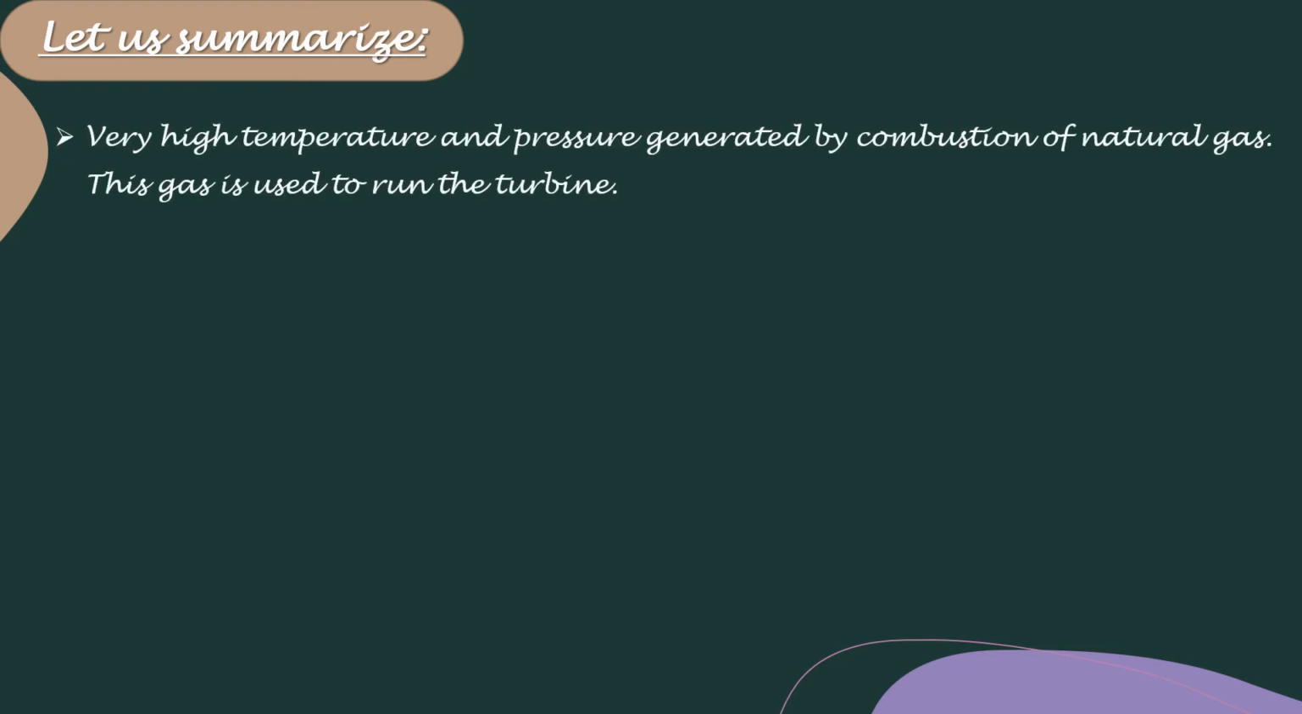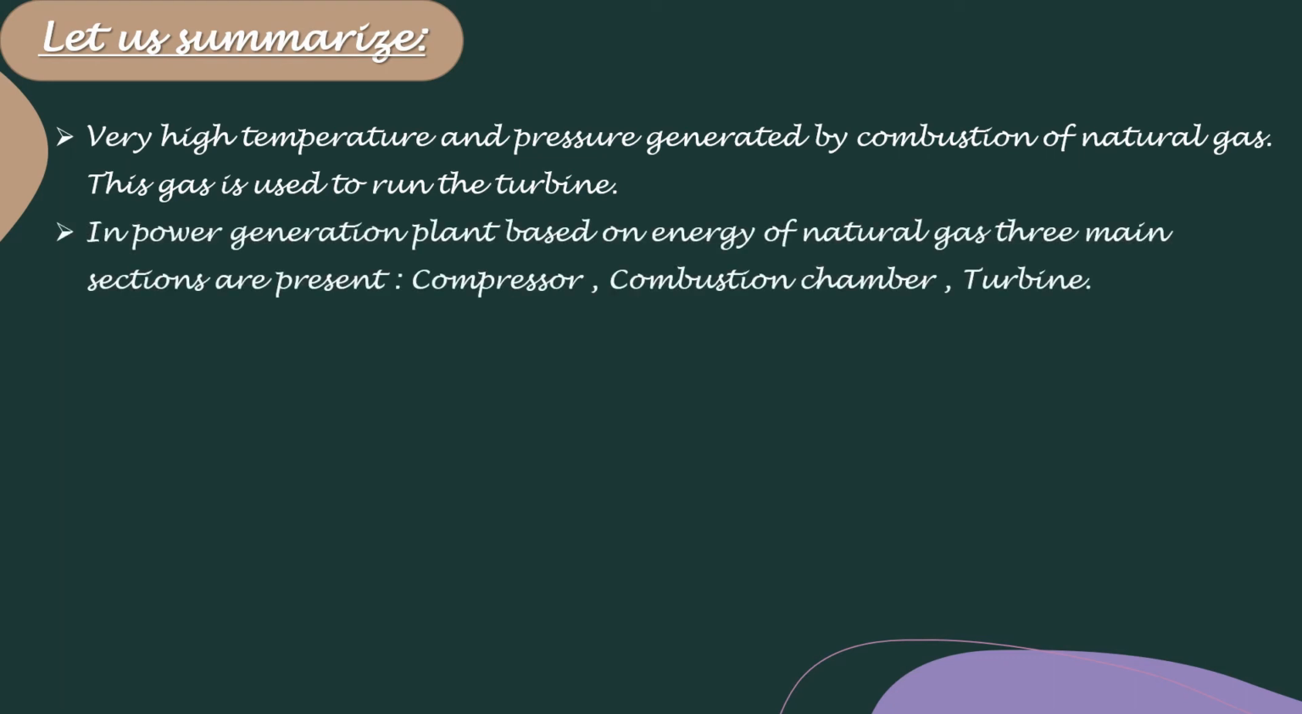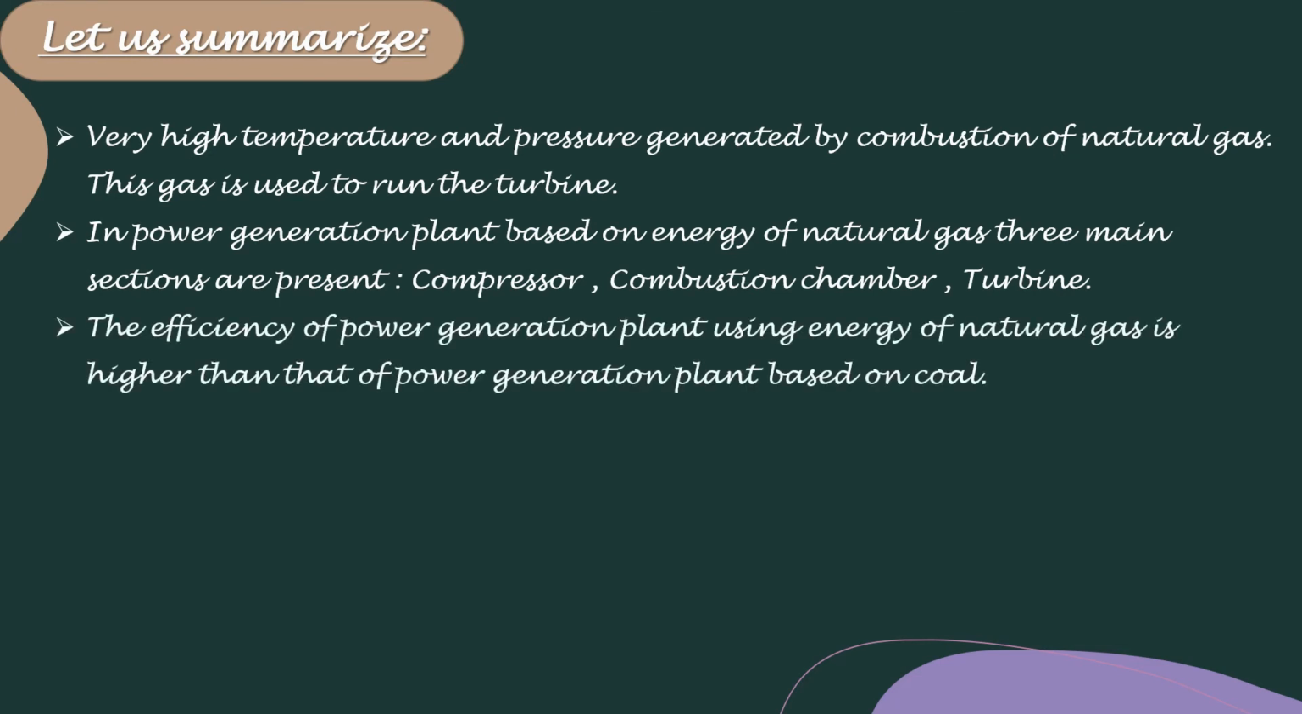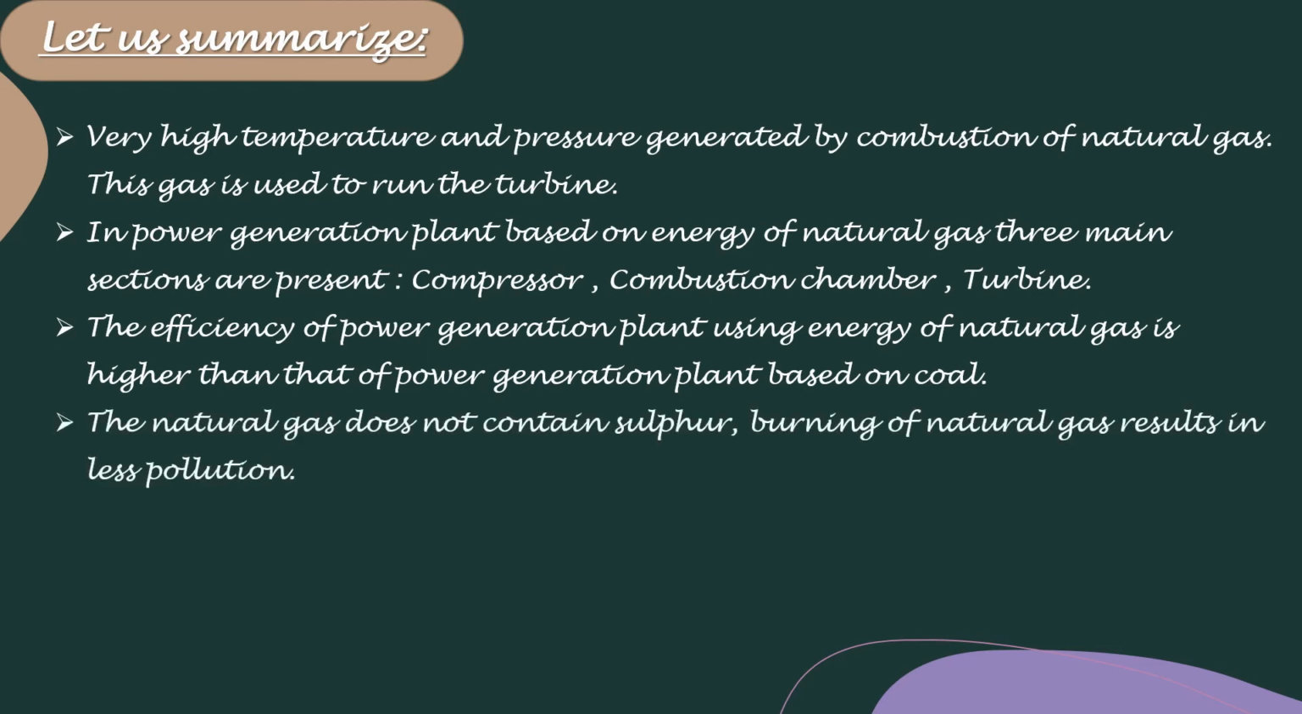Very high temperature and pressure is generated by combustion of natural gas, and this gas is used to run the turbine. In a power generation plant based on energy of natural gas, three main sections are present, that is compressor, combustion chamber and turbine. And the efficiency of power generation plant using energy of natural gas is higher than that of power generation plant based on coal. And the natural gas does not contain sulfur. Burning of natural gas results in less pollution.